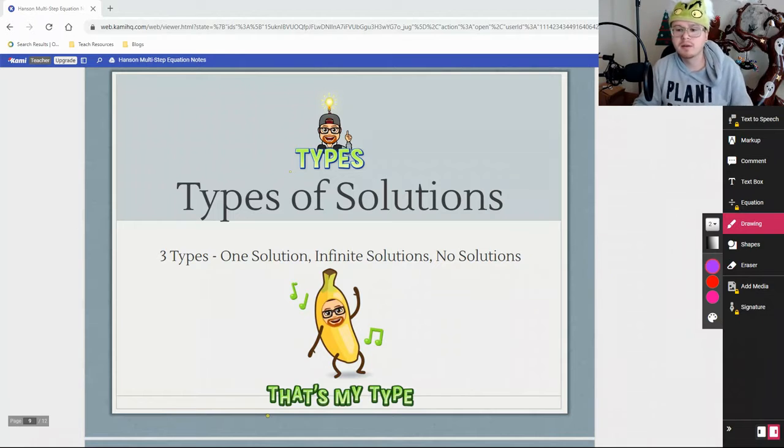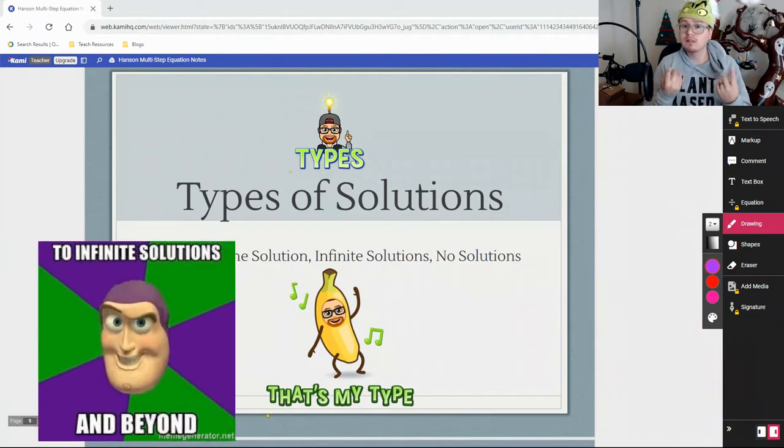Types of solutions. There's three types, so make sure you get that down. There's one solution, which is the equations that we've always been working with, right? You solve the equation and get x equals 5, or x equals 3, or y equals negative 0.2, whatever. When it's equal to one number, that's the one solution. That's the one number that when you substitute it into the equation, makes both sides equal. It makes it a true statement. That's what one solution means.